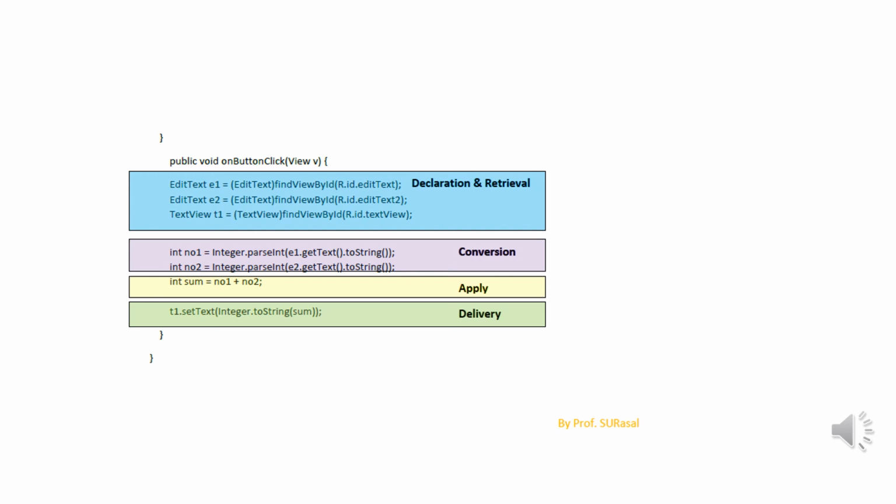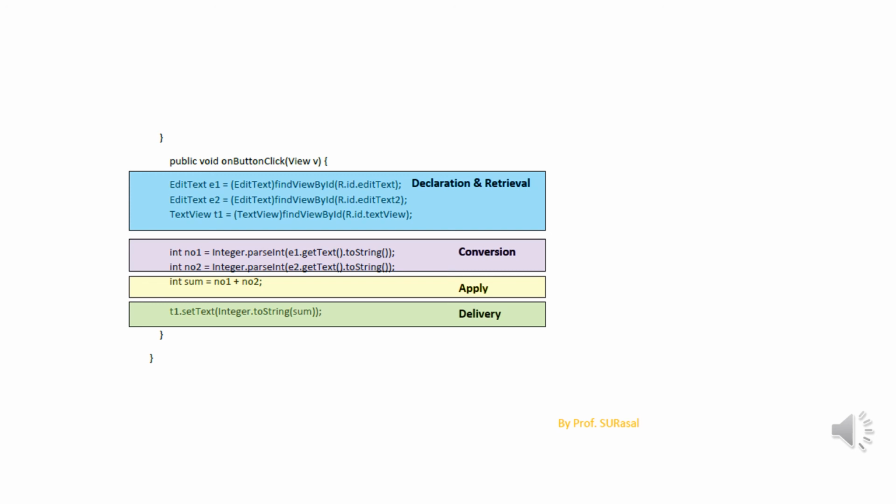Within this conversion step, the converted value will be stored into the user defined variable, the same thing with number 2 also. Now the third step is applying something; in this case the addition of two numbers will be stored within some variable. And the last one, which is very important, is delivery: the sum, or the addition, will be delivered to your user interface screen.